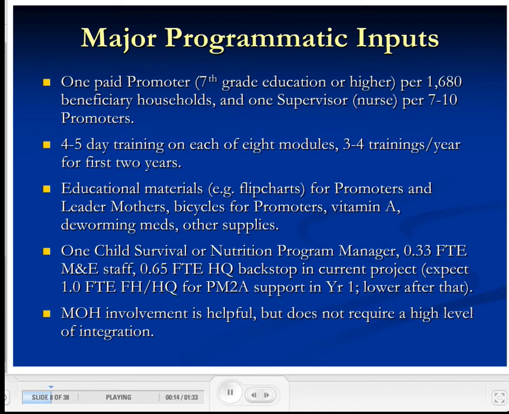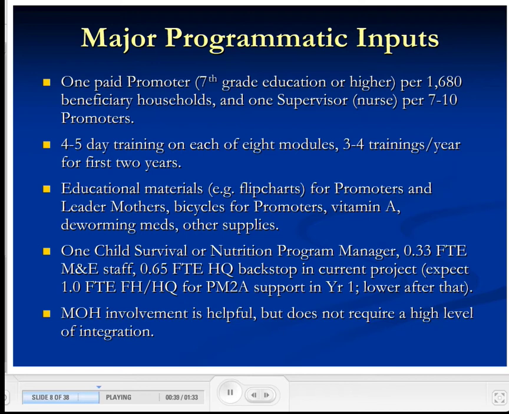We have one paid promoter who usually has 7th grade education or higher per 1,680 beneficiary households. That can vary a bit depending on your structure. One supervisor who's usually a nurse per 7 to 10 promoters. 4 to 5 day training on each of the 8 modules that we offered in this project. Sometimes there are fewer modules, sometimes more. And we have about 3 or 4 trainings per year for the first 2 years.